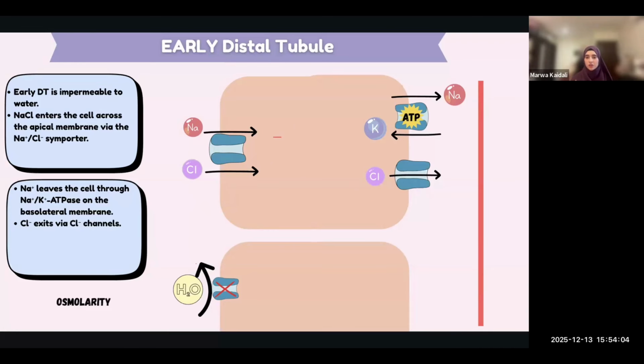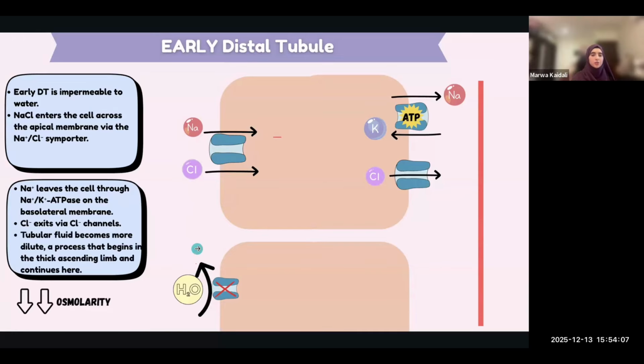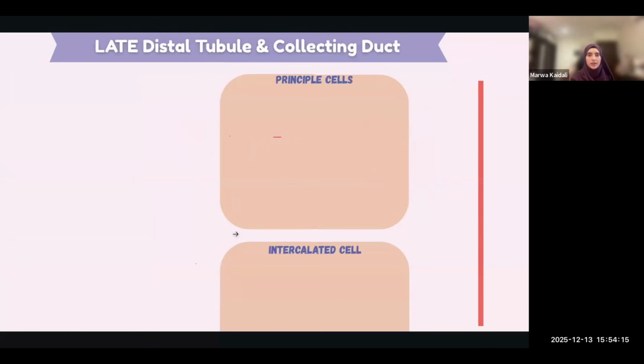Yes, so it's going to get even lower actually, because we're still impermeable to water, and we're absorbing even more solutes. So the osmolarity is going to get even lower than previously. Okay, so that is it for the early distal tubule. Next, we're going to go into the late distal tubule and the collecting duct.